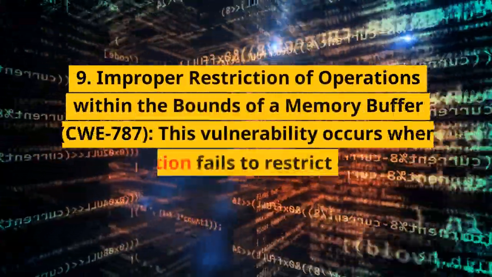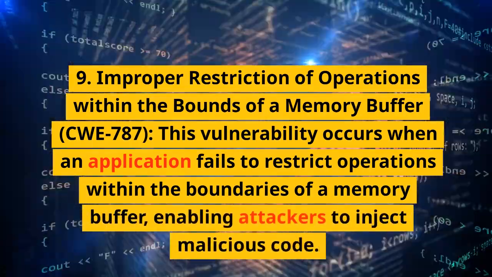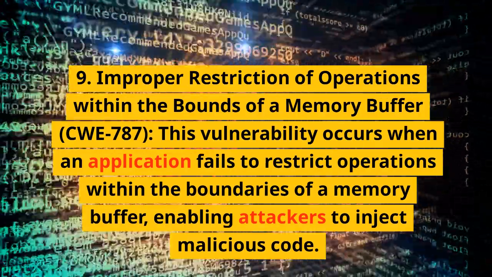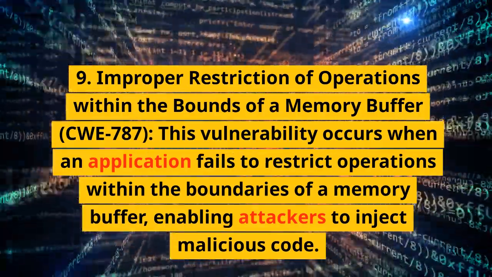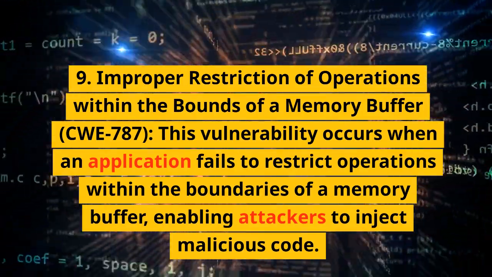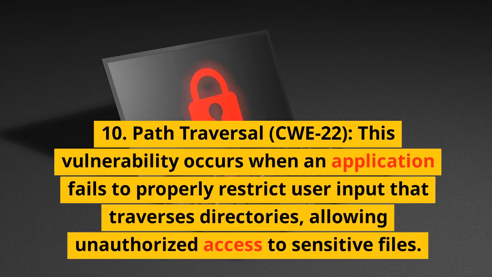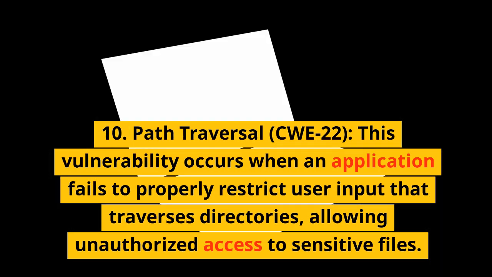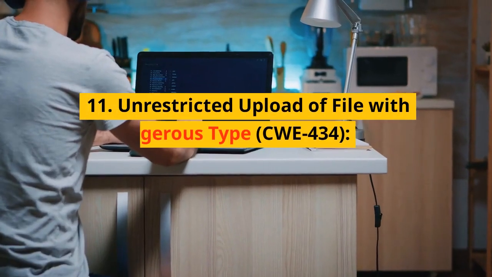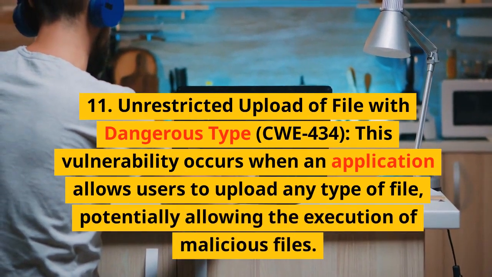9. Improper restriction of operations within the bounds of a memory buffer, CWE 787. This vulnerability occurs when an application fails to restrict operations within the boundaries of a memory buffer, enabling attackers to inject malicious code. 10. Path traversal, CWE 22. This vulnerability occurs when an application fails to properly restrict user input that traverses directories, allowing unauthorized access to sensitive files.